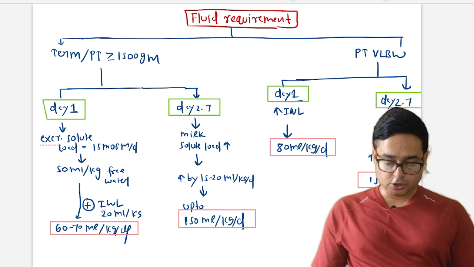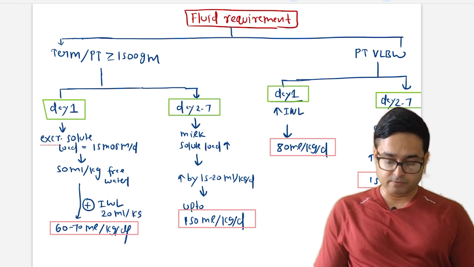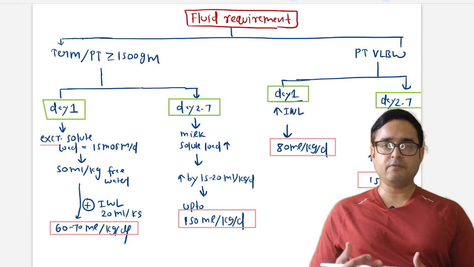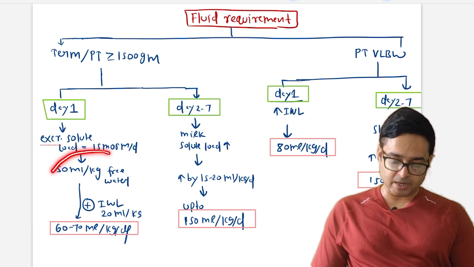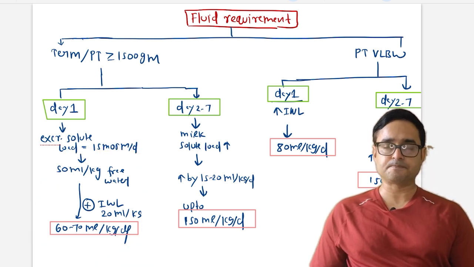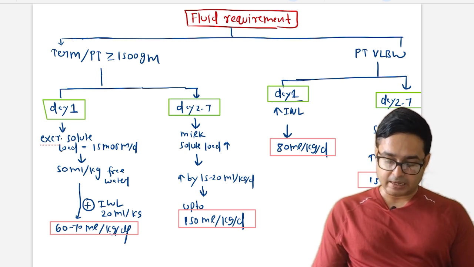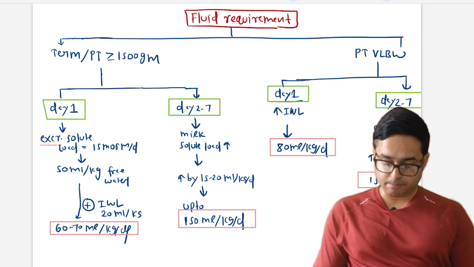Okay, a question can be asked like: a neonate excretes a solute load of this much and it requires free water of 100 ml per kg. So what will be the fluid requirement? You have to calculate the fluid requirement by adding insensible water loss, that is plus 20. Okay, this is for day 1. Day 2 and day 7, the newborn baby starts having milk.